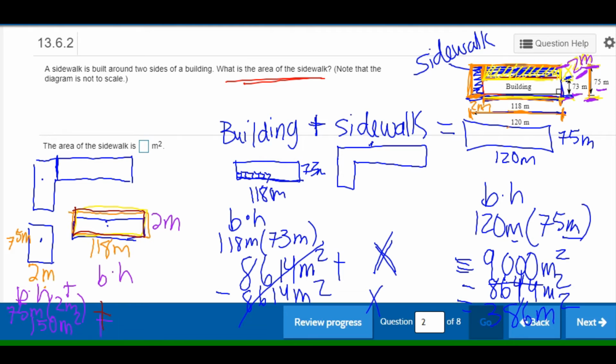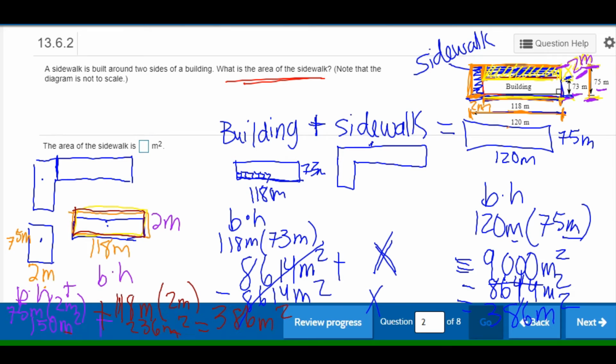So I'm going to substitute my base and my height in. So 118 meters times 2 meters. So I have 118 times 2, and that's equivalent to 236 meters squared. And then I need to add them together to see how much space they take up together. So 236 plus 150, and I end up with 386 meters squared.